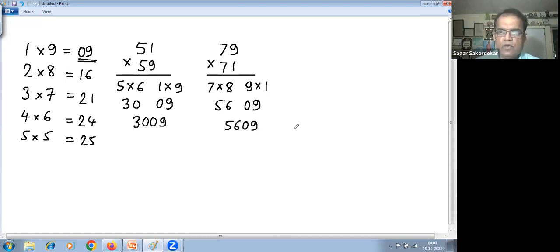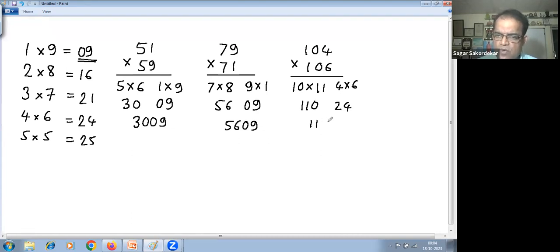Now you can extend this rule for more digits. For example, like this, 104 multiplied by 106. So now just modify the rule like this. The sum of the digits at one's place is 10 and all the rest of the digits should be common. Then you can continue the same method. Take the common digits, that is 10 in this case, multiply with one more. 10, one more is 11. Multiply digits at one's place on the right hand side. Now, when you are multiplying here, instead of doing 10 into 11, do 11 into 10. That is easier, because multiplying by 10 means just take this number and put 0. This is 24. So, answer is 11024.